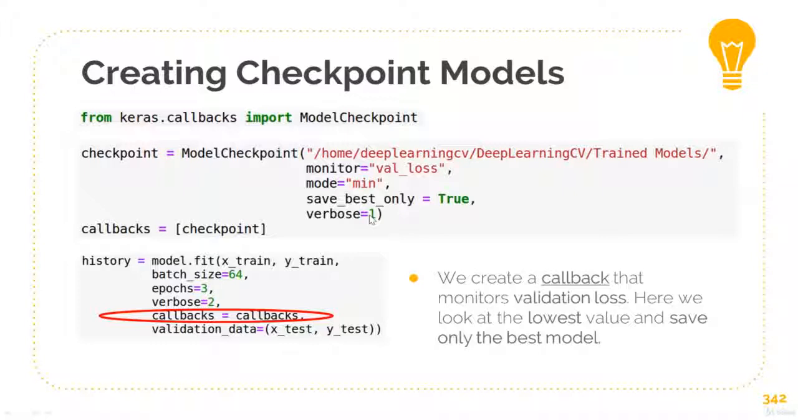And basically, we just have a variable here called callbacks. We put this object here into this array. And when we're training, we add this new line here, callbacks equal callbacks. This takes all our callbacks. We just created one here. However, if we wanted to create another type of callback, you just put it in this array as well. And that's it. We look at the lowest value for our loss and save only the best model.